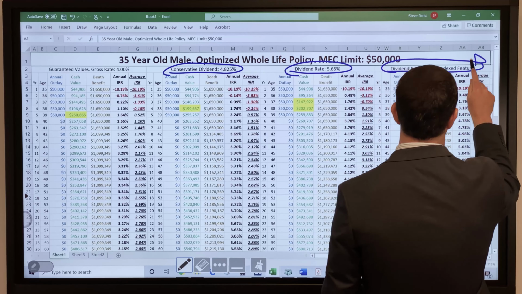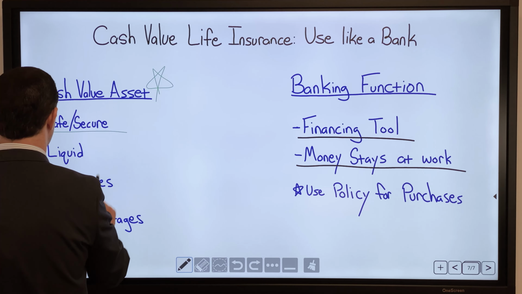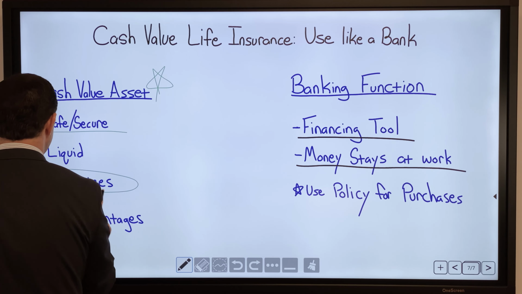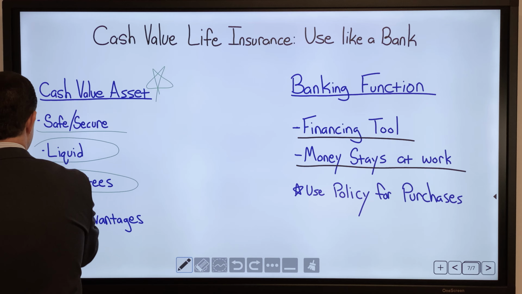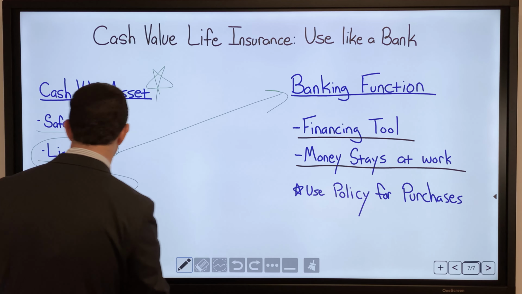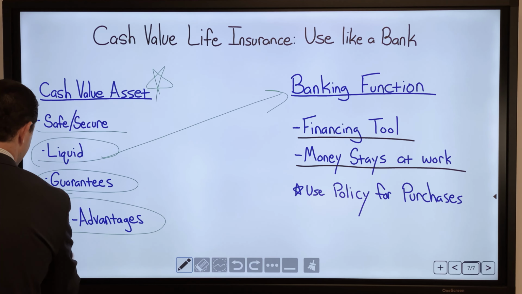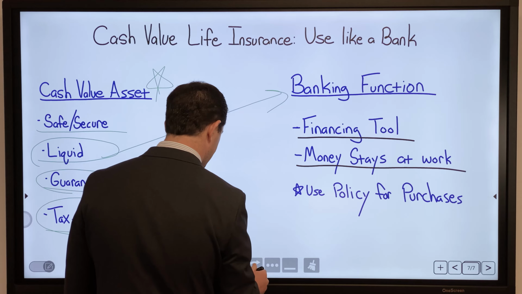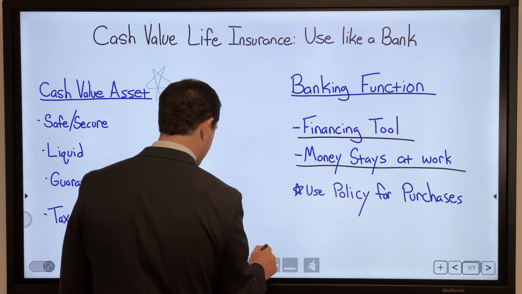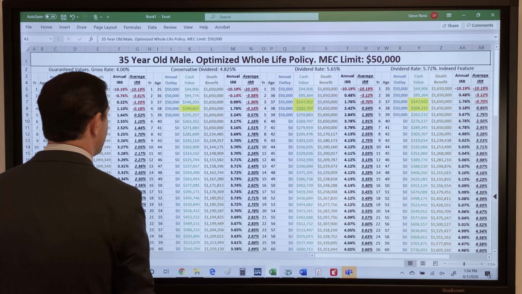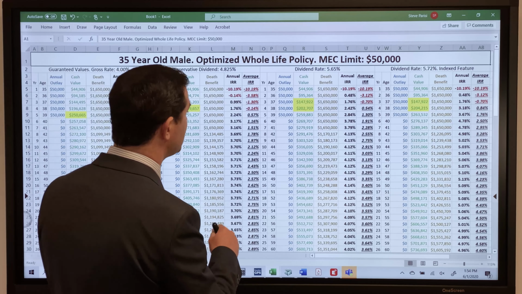So if we go back to the whiteboard here, we're focusing on this piece right here. Safe, secure, look to the guarantees, liquid, we're going to look at that in a minute and tie it to this piece, and the tax advantages. We're going to look at that too. All right. Go back to our spreadsheet. So again, this is just showing ways to optimize the cash growth. Again, the more equity we have, the more money we have access to use.